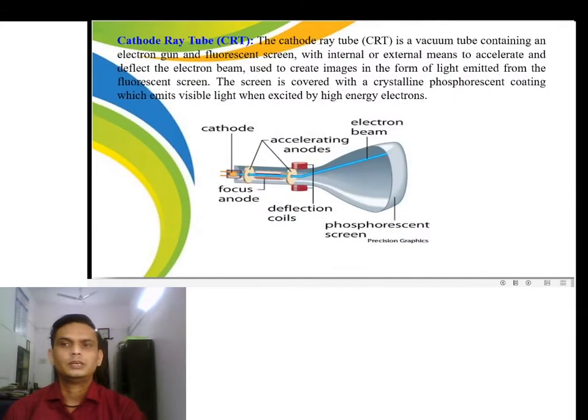The second one is the cathode ray tube, the CRT screen. In old days we saw desktops or TV screens like a CRT screen, where the CRT uses a vacuum tube containing an electron gun and a fluorescent screen. The gun transfers the beam onto the fluorescent screen, and external and internal means accelerate and deflect the electron beam used to create the image on the fluorescent screen. The screen is covered with a phosphorescent coating which emits visible light when excited by high energy electrons.